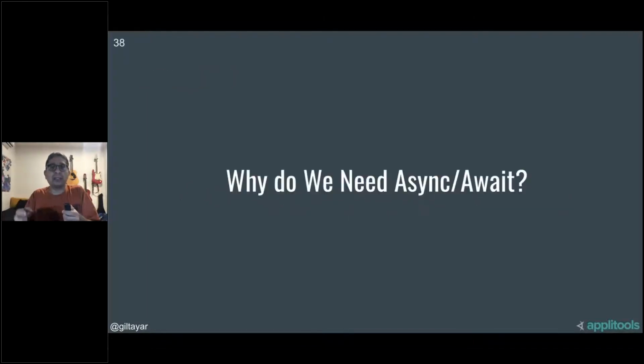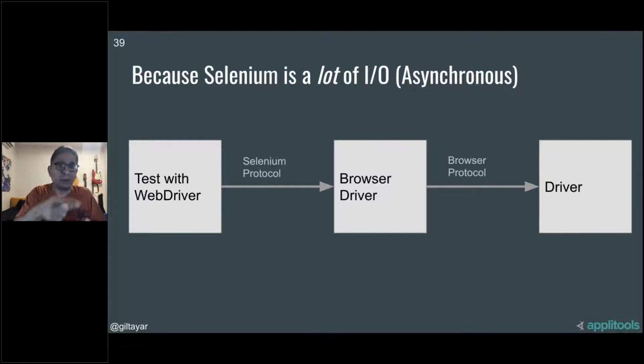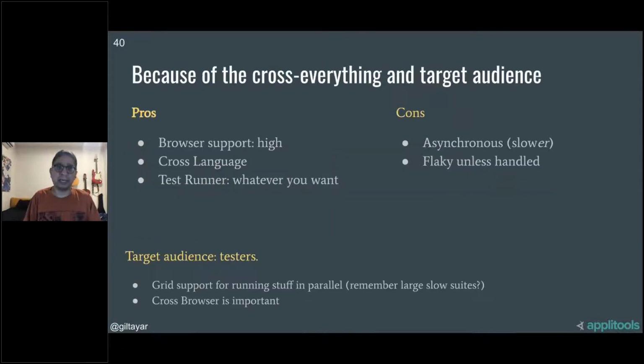And why do we need async await? Again, remember, every call to driver.get, driver.findElement, driver.whatever is basically an HTTP call to the browser driver. HTTP is IO, IO is asynchronous, so we need await. So what do we get? We get huge browser support. Selenium has the best browser support ever.